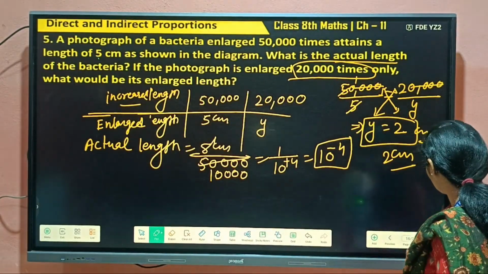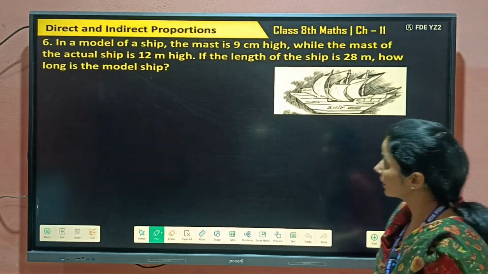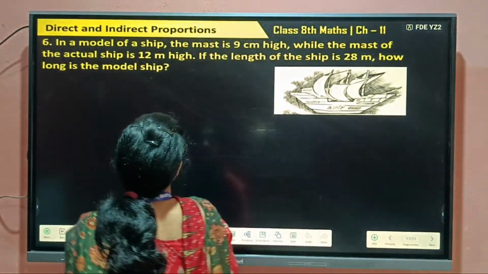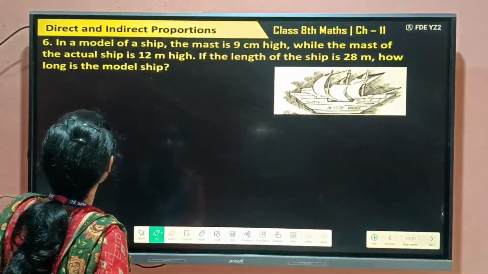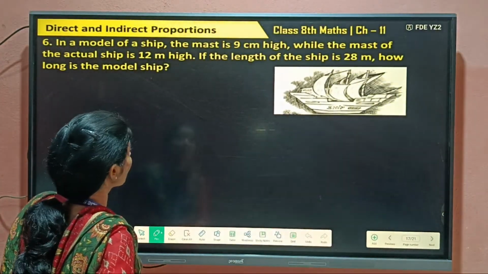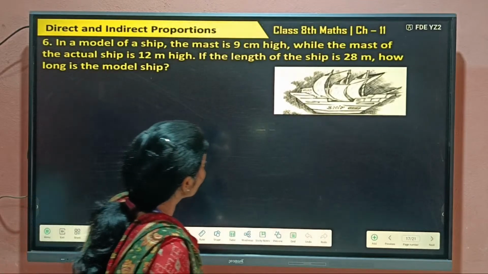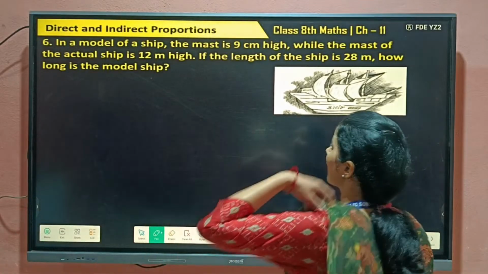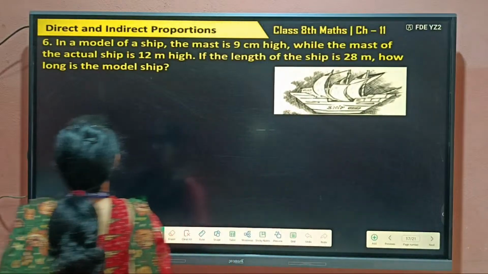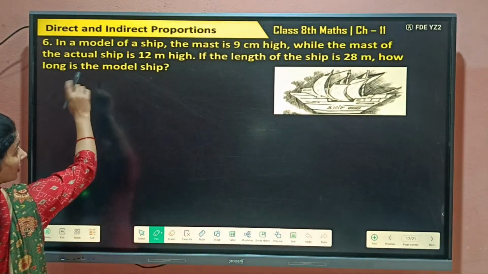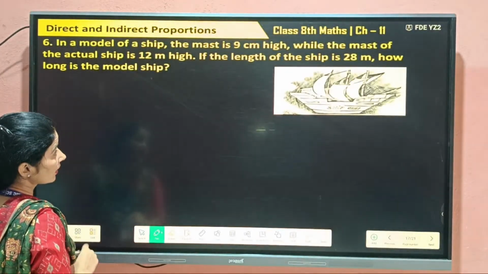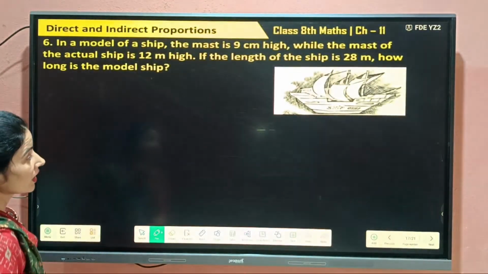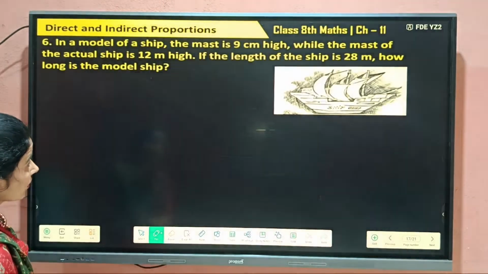Next question is, in a model of a ship, the mast is 9 centimeter high, while the mast of the actual ship is 12 meter high. If the length of the ship is 20 meter, how long is the model ship? Now, let us tabulate this information first, and then from table it will be more clear whether it is direct or inverse.